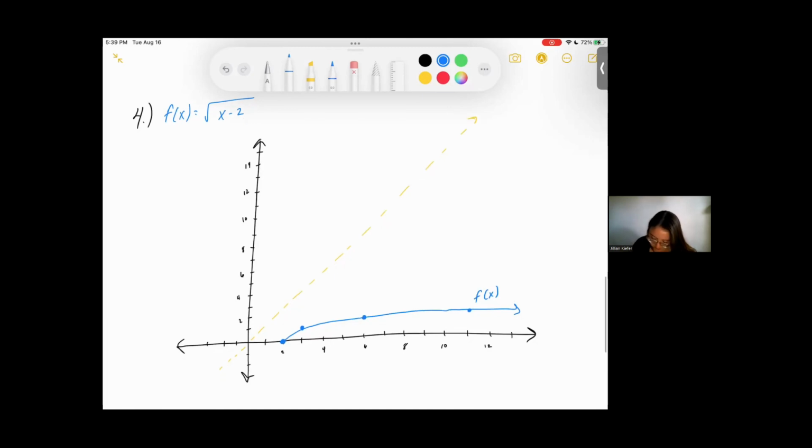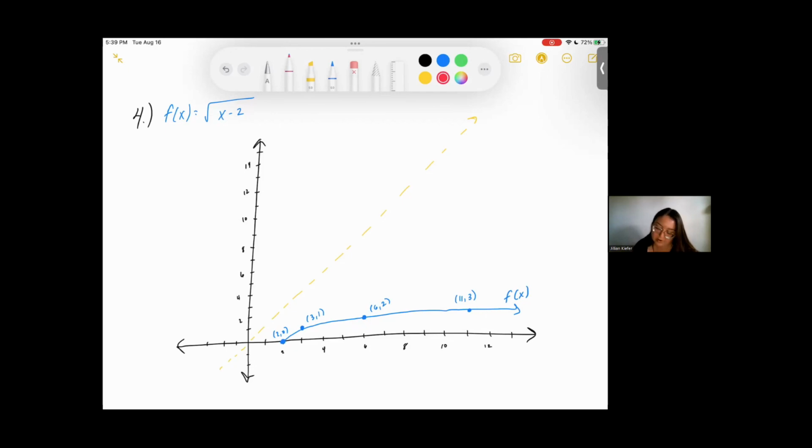So this first one here is going to be (2, 0). Our second point here is (3, 1). This point right here is (6, 2). And I wrote that f of x right where I'm going to write that next point. But this last one here is (11, 3). So those are the values of our ordered pairs of f of x.